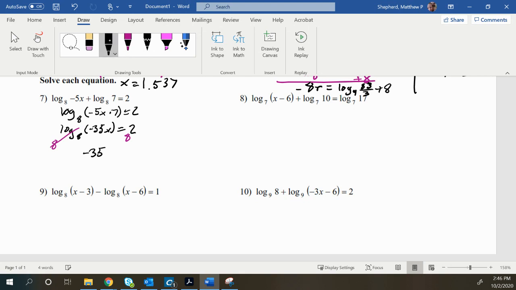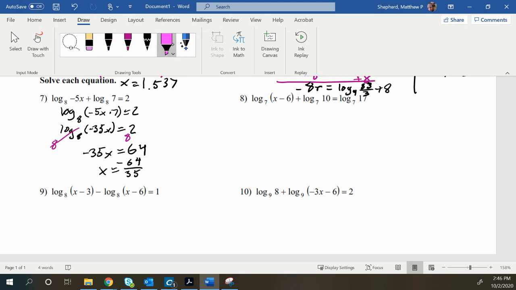And we're going to be left with 35x is equal to 8 to the power of 2, which would equal 64. So x equals, well, I should say negative 64/35 after we divide both sides by that negative 35.